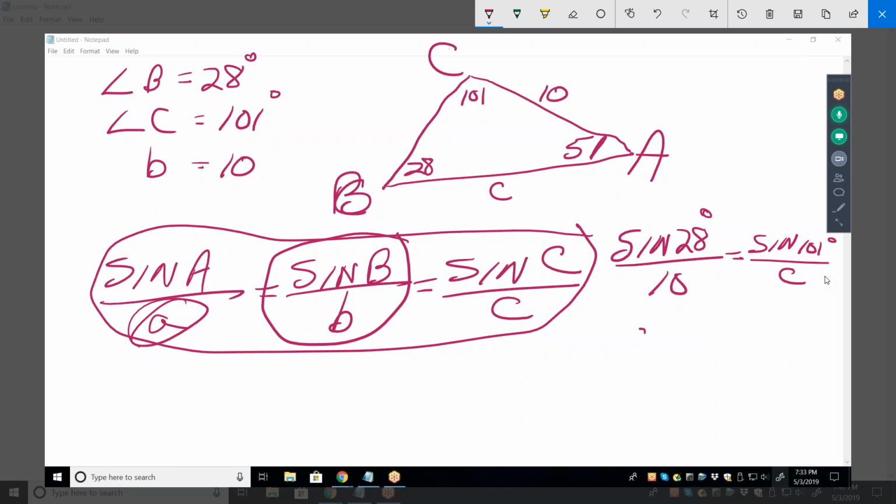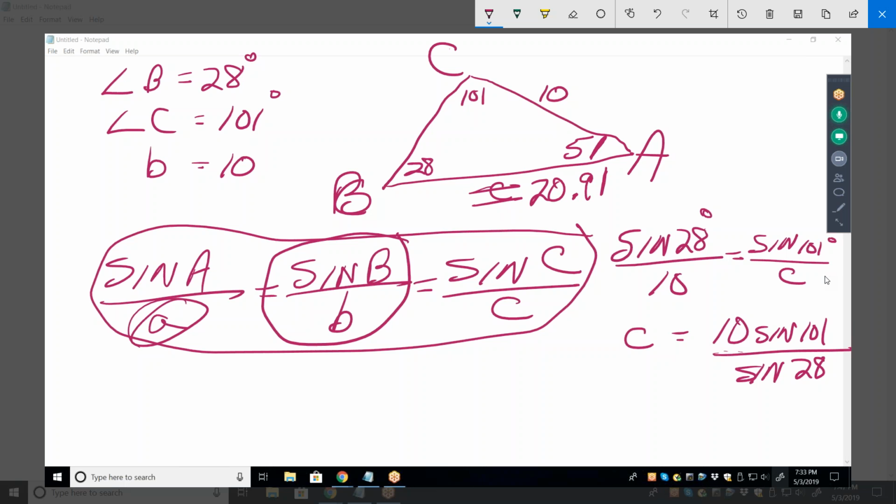So, little c equals 10 sine 101 divided by sine 28. So you can come up with that number. So all I did was cross multiply here and then divide by the coefficient in front of c. .91 is little c. Okay?